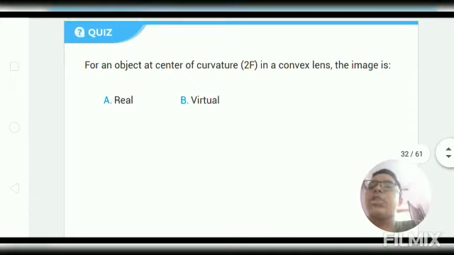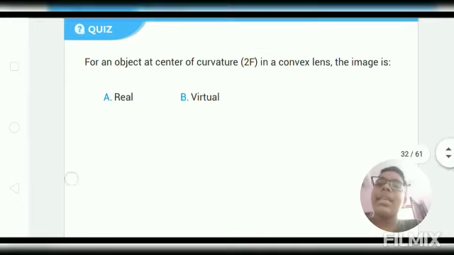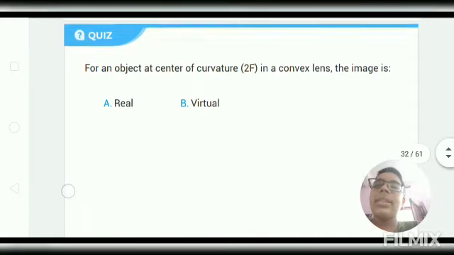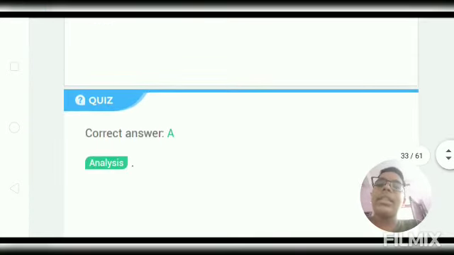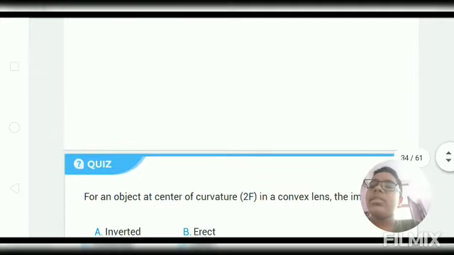Okay, another small question. For an object at the center of curvature in a convex lens, the image is. Time ends in 5, 4, 3, 2, 1. We will get a real image. In most of the cases of a convex lens, we get a real image. In some cases, it will be changed.